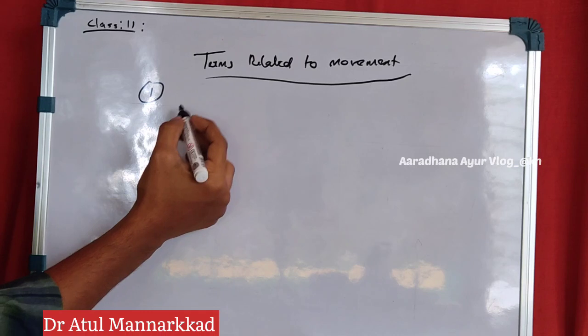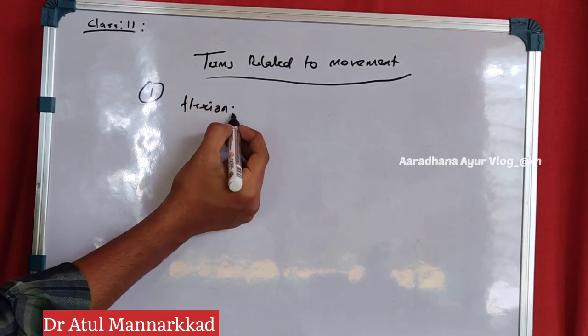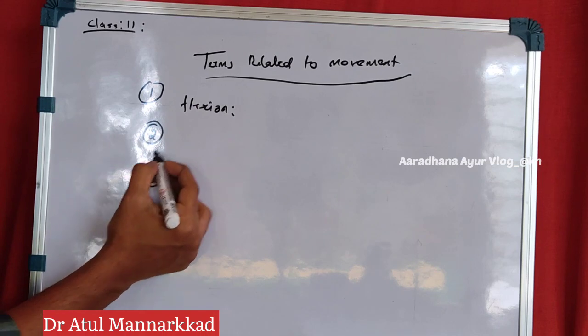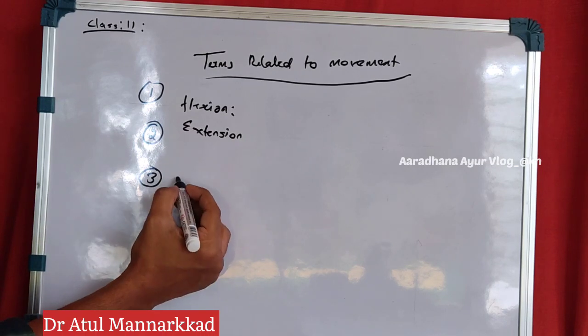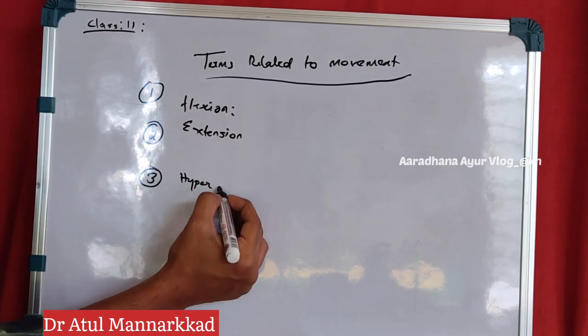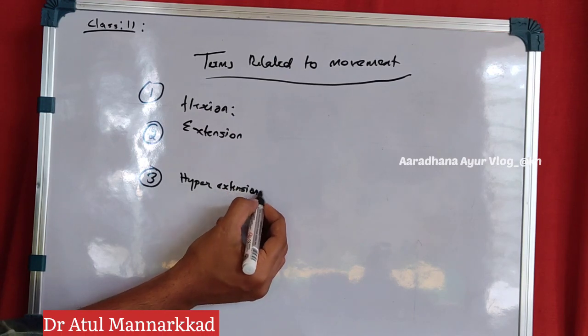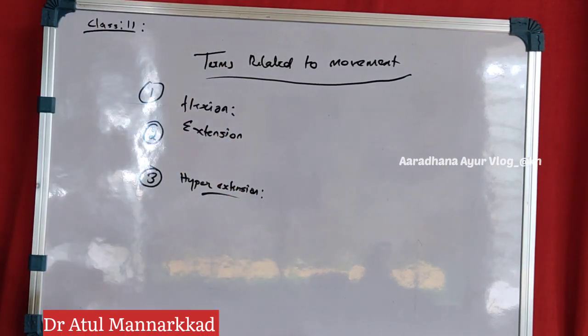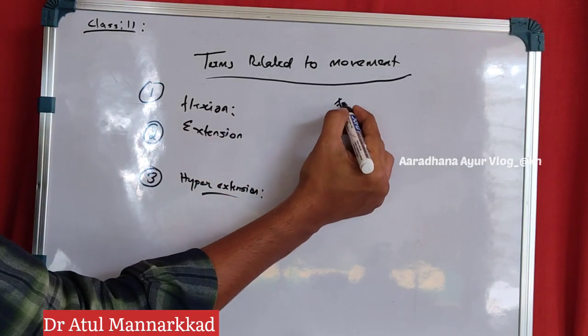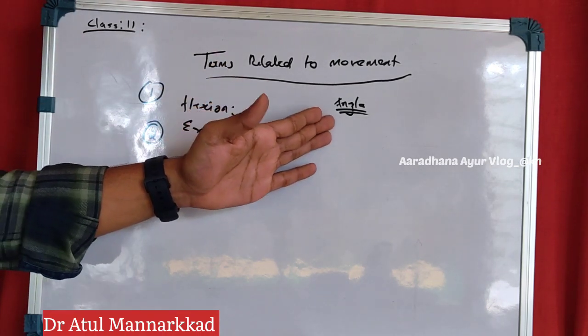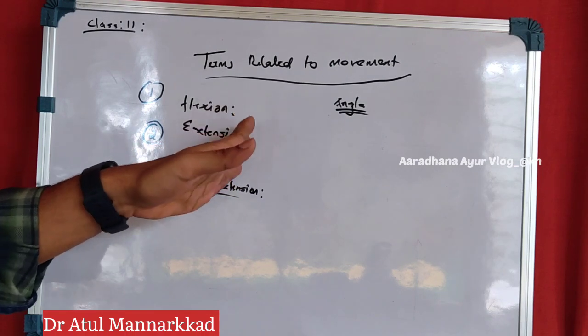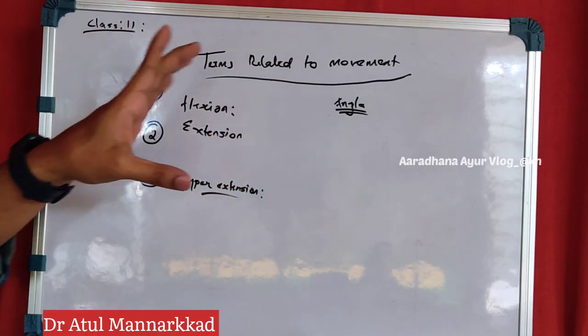First one is flexion, very important when we study anatomy. Flexion, extension, hyperextension. Very easily you can study these three words. Everything depends upon the angle. What is an angle? If you have studied mathematics in your school days, you know what an angle is. So flexion, extension and hyperextension, everything depends on that angle only.